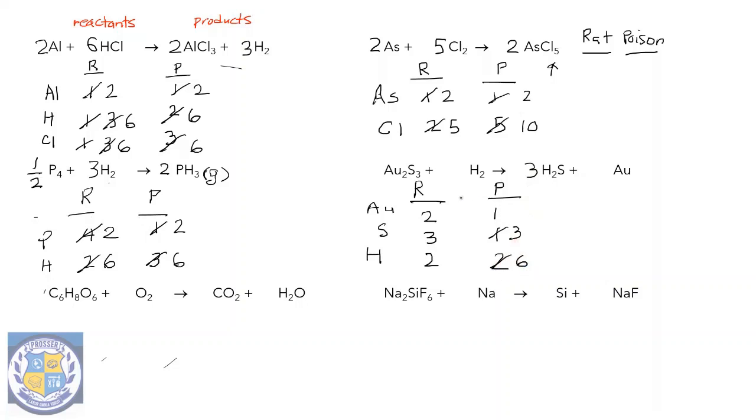So we have 6 hydrogens on the left of the arrow and only 2 on the right. What times 2 equals 6? A 3. I'll put a 3 here, and that makes that into a 6. Finally, we have 2 gold on the left. We need 2 on the right, so I'll put a 2 there, and that changes the 1 to a 2.